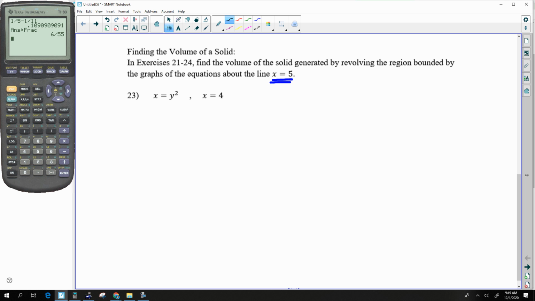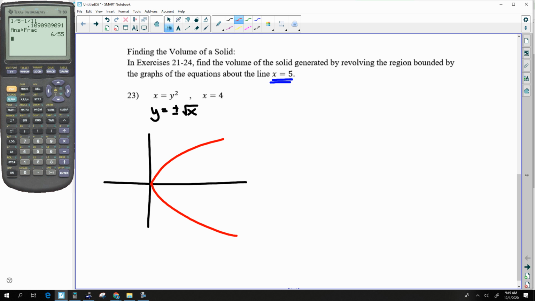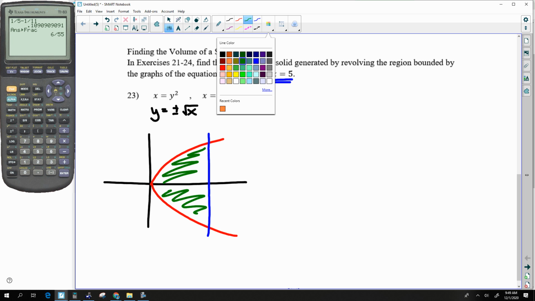All right, so this is going to be y is equal to plus and minus the square root of x, and x is equal to 4. All right, so here we go. So we have this y squared. We also have x is equal to 4. So the area encapsulated is this right here. And we are going about the line of x is equal to 5.